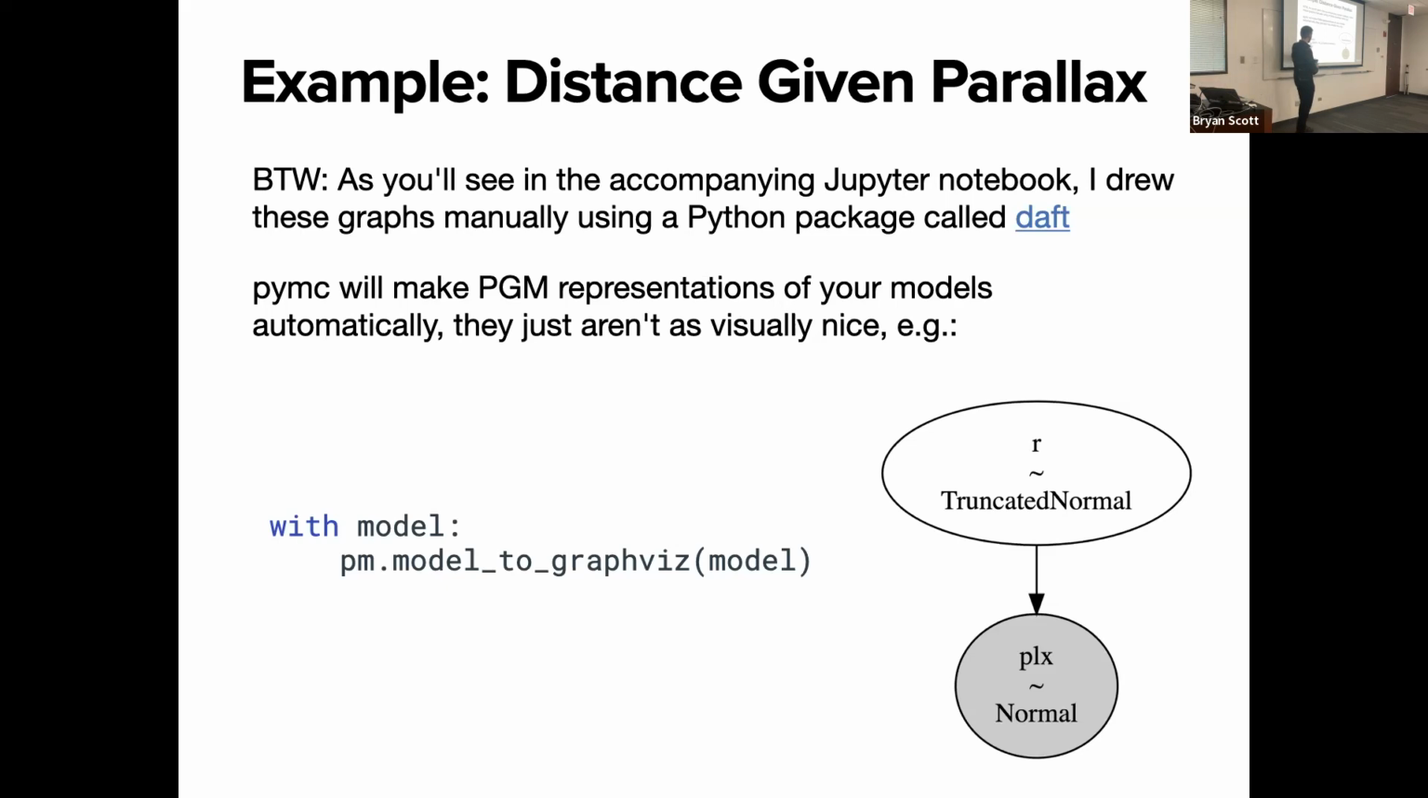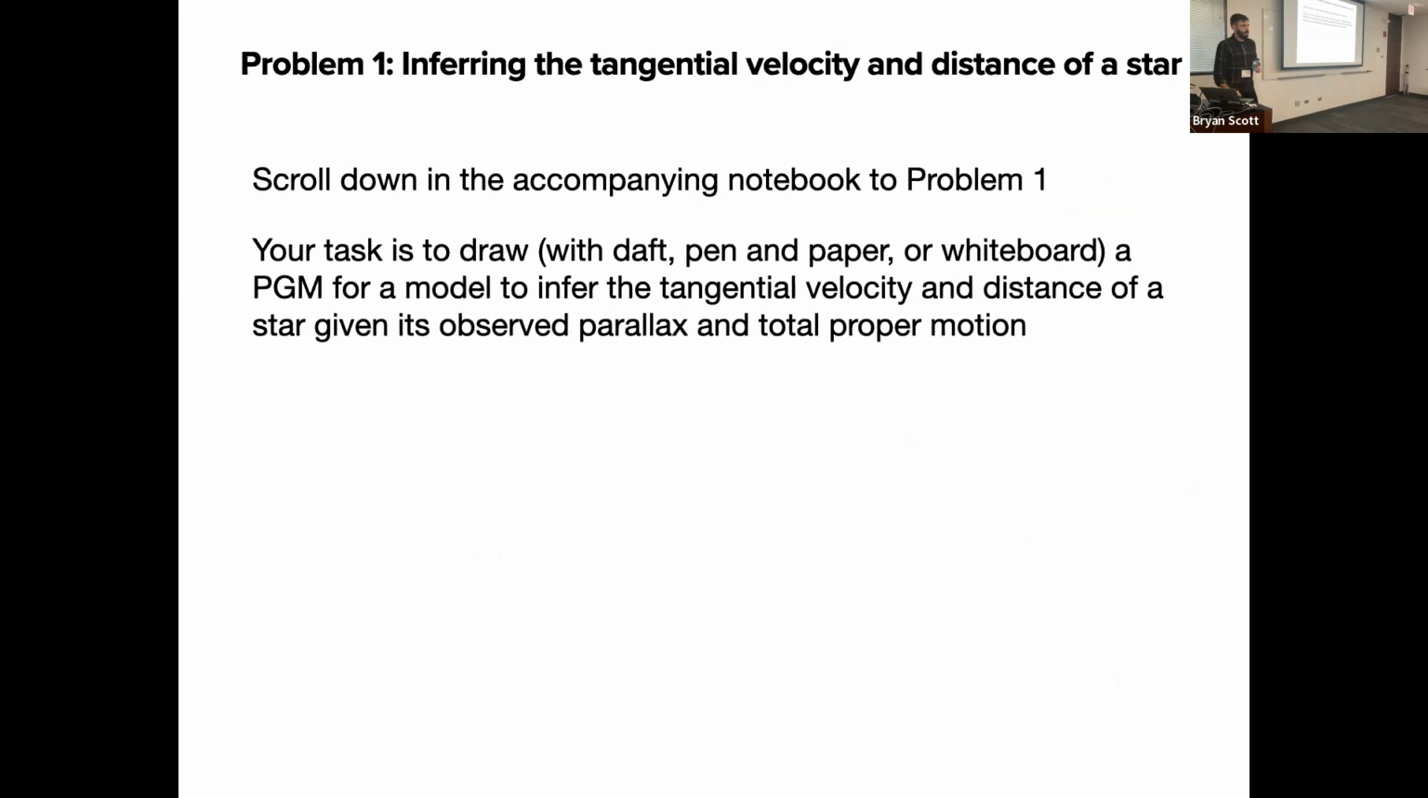So this is a model constructed for the distance parallax relationship that I showed you before. And if you do model to graph, you end up with this. The one thing I will give it is that this is a little bit nicer because it tells you the distribution inside, whereas typically when you see a graphical model, it doesn't say what distribution each random variable is drawn from. Questions? Okay, we're going to dive right in with a problem.